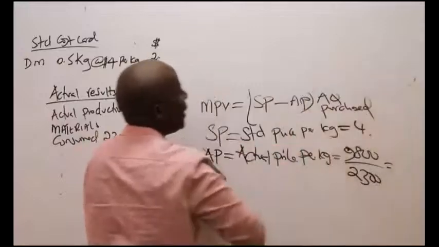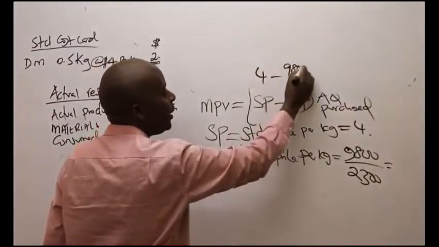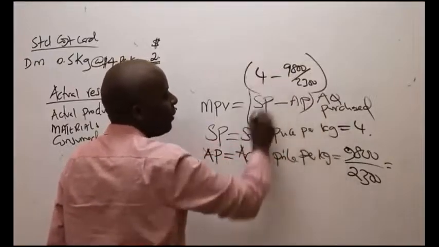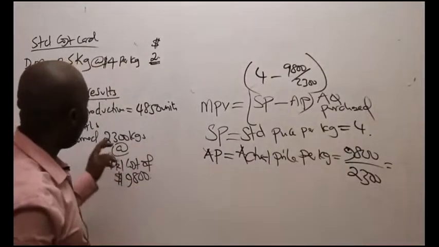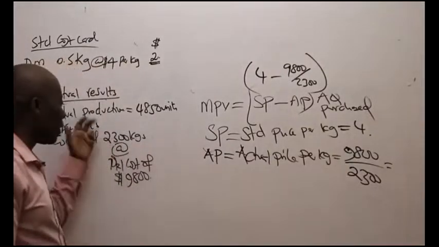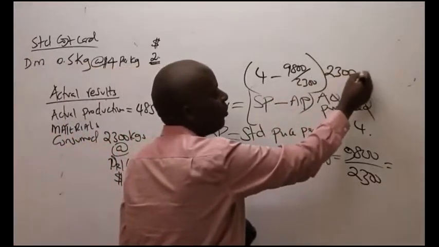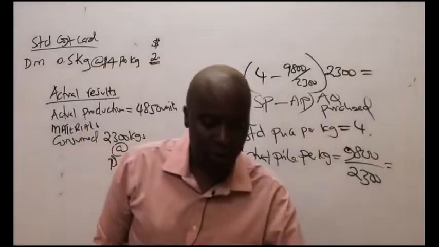The standard price here is 4 minus the actual price, which is 9,800 divided by 2,300, multiplied by the actual quantity that was purchased. We know that we purchased and consumed 2,300 kilograms. So please come and give us on the other side the equal what?